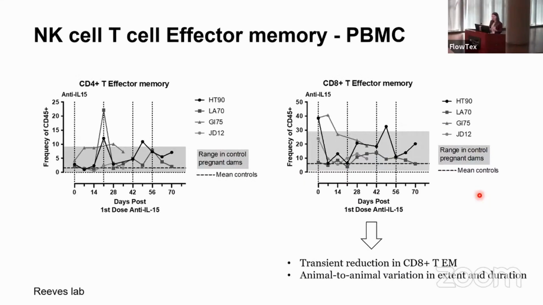Now, I promised you effector memory. So this is data on the left of CD4 effector memory and on the right, CD8 effector memory. And there's a lot of animal-to-animal variation here, but I would describe that we're observing a decrease in the frequency of CD8 effector memory. That's transient, and there's a lot of animal-to-animal variation in terms of how long it went on and the extent.